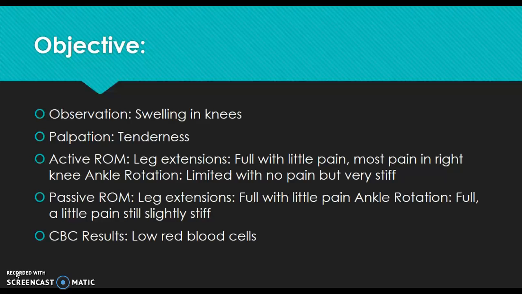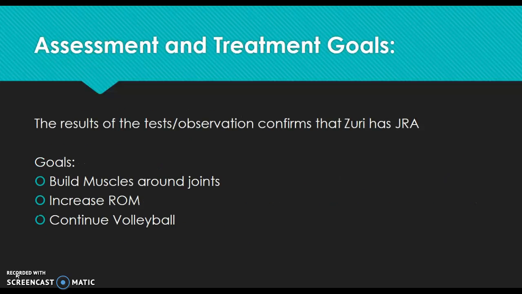For her passive range of motion test, we also did leg extensions and ankle rotations. And her leg extensions were, again, full with little pain. And her ankle rotations were able to be done fully with little pain and still slightly stiff. We also did a CBC, also known as complete blood count test, which showed that her red blood cells were low. This is directly linked with anemia, which is common in people with JRA. From her range of motion exam and CBC test, we can conclude that Zuri has JRA.